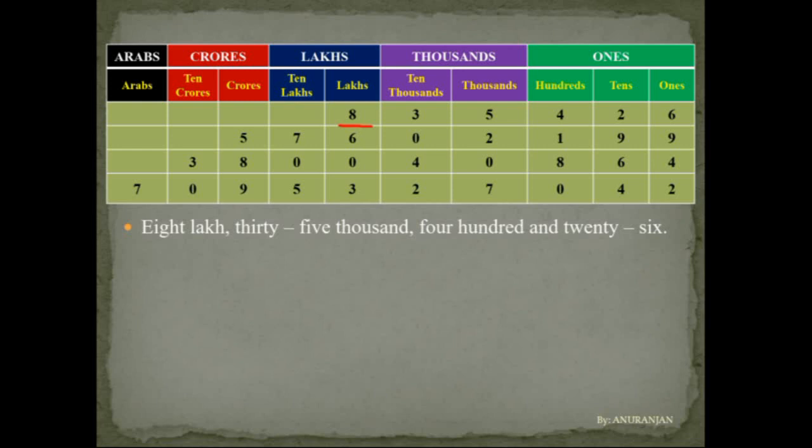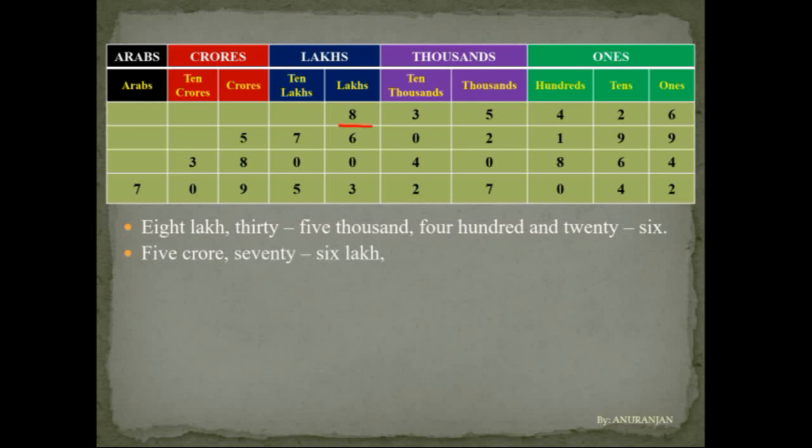Now let's look at the next number. 5 is in which place? In crores. So we can say 5 crore. Then in the 10 lakhs place we have 7, and in the lakhs place we have 6. So 7 and 6, 76 lakh.